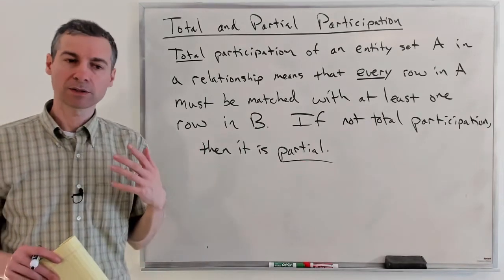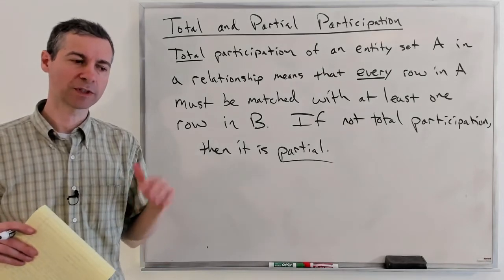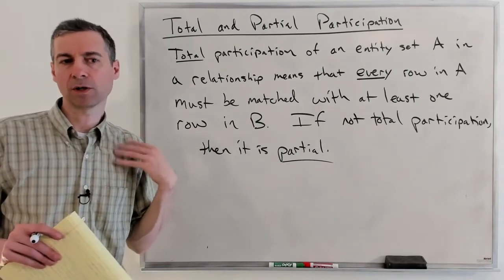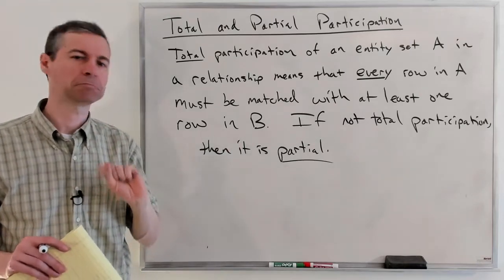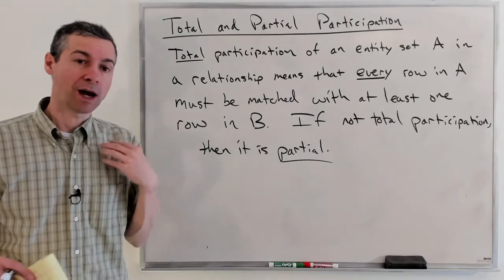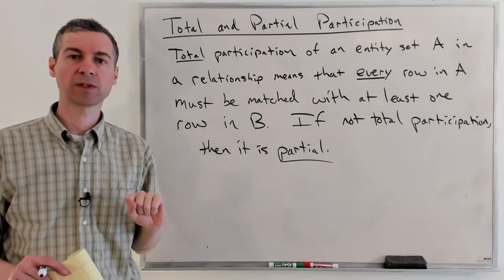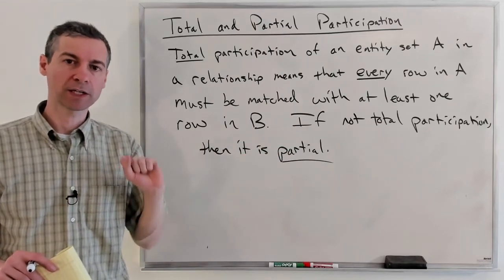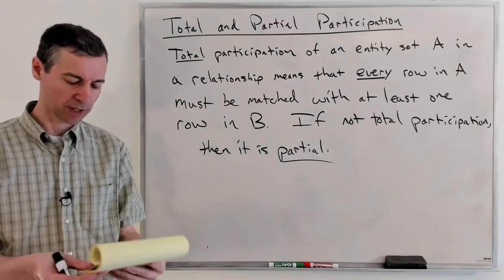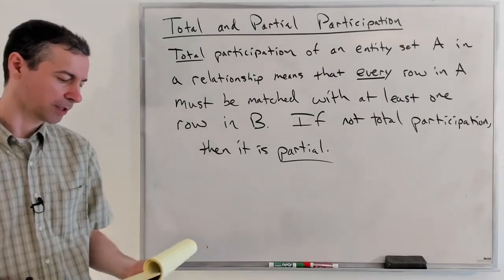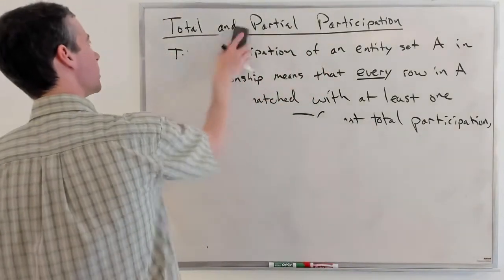So total participation is basically saying we're never going to have one of these things where I, as a row, I as an entity in the set, am not matched with something via that relationship. No, not for me. I'm always going to have at least one other row in the other table that I am actually matched with via that relationship. All right. How do we show this in our diagrams?